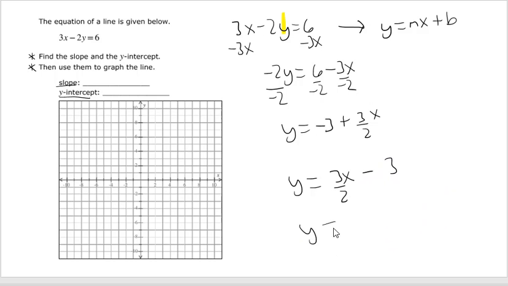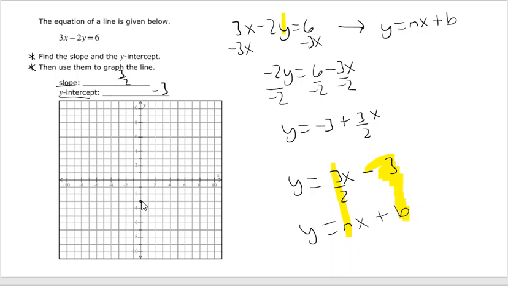Okay. Now, once your equation is in slope-intercept form, it's easy to identify the slope. That would be the one that's in front of the x. That's the coefficient of the x. That's your slope. And then the y-intercept, okay, that is this constant term right here. So our slope is 3 over 2, and our y-intercept is negative 3, and now we can graph.